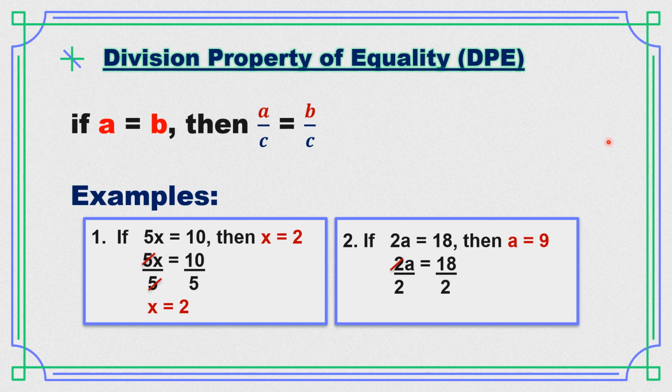So, magiging 2 divided by 2. Ang matitira na lang dyan ay a. 18 divided by 2. Ang matitira na lang ay 9. Kaya ang sagot natin, a is equals to 9.